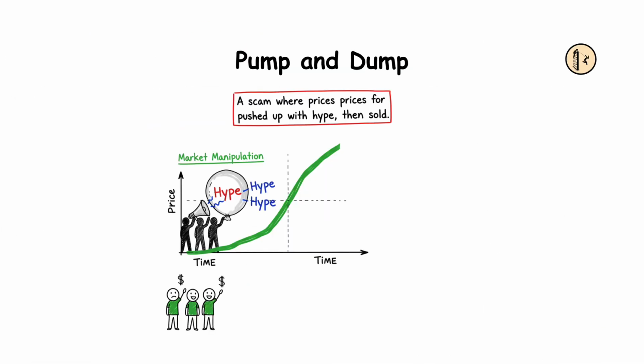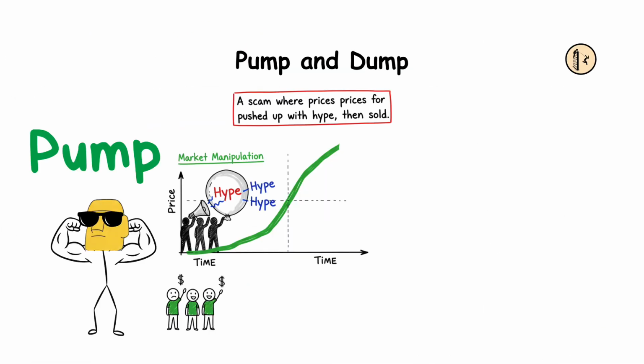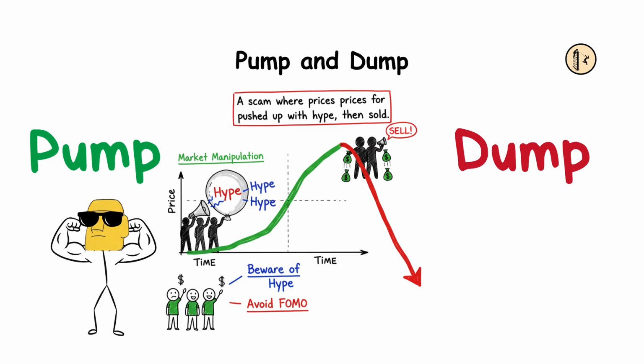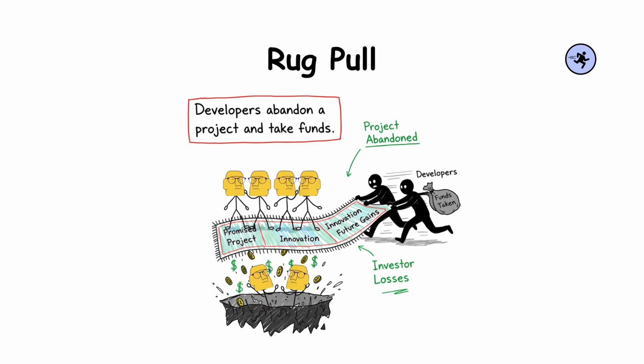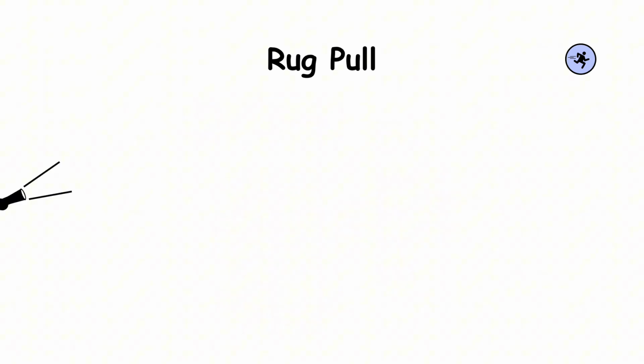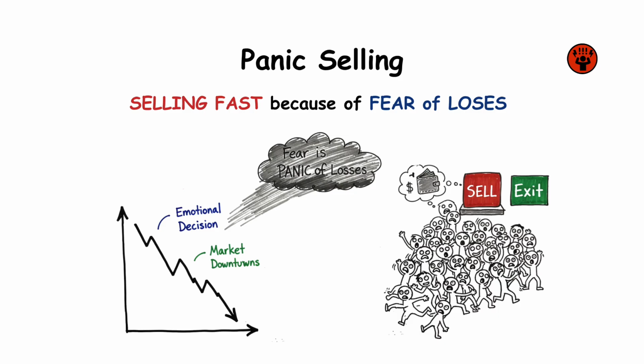Pump and dump. A scam where prices are pushed up with hype. Pump. Then sold. Dump. Late buyers lose money when prices collapse. Rug pull. A rug pull is when developers abandon a project and take funds. Panic selling. Panic selling is selling fast out of fear of losses.